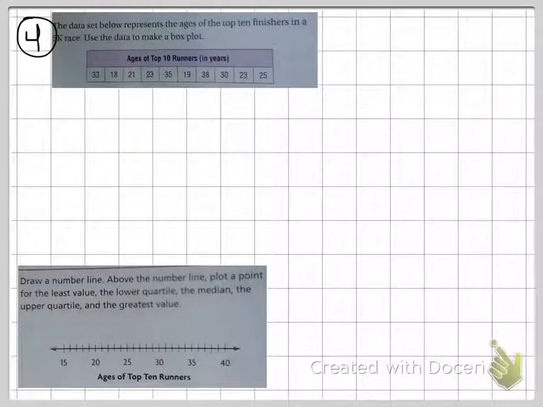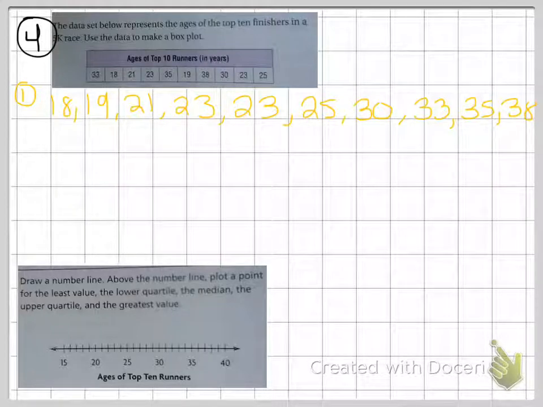The data set represents the ages of top 10 finishers in a 5K race. Use the data to make a box plot. All right, first step, we have to list them in order from least to greatest. All right, and we have to next find the median. So there is an even number of data points, so we need to find the two middle points and find the mean of those.